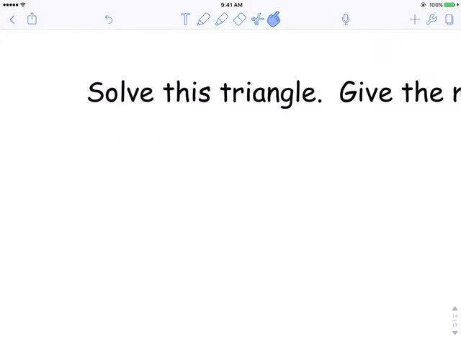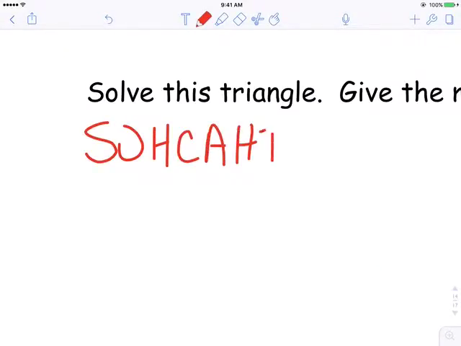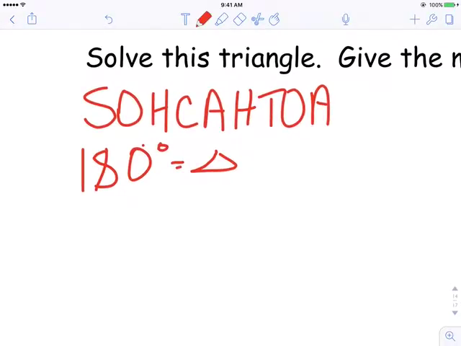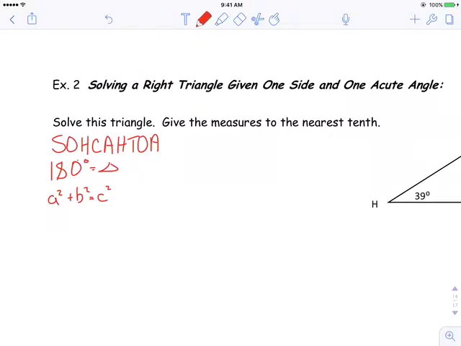At this point, I know you're all saying SOHCAHTOA. I know some of you are thinking, hey, you know what? We know the 180-degree rule, in which all triangle angles add up to 180 degrees. And we have the Pythagorean theorem, a squared plus b squared equals c squared. We can use all three of those tools. They're at our disposal to solve this triangle. Remember that solving the triangle means finding all sides and all angles.